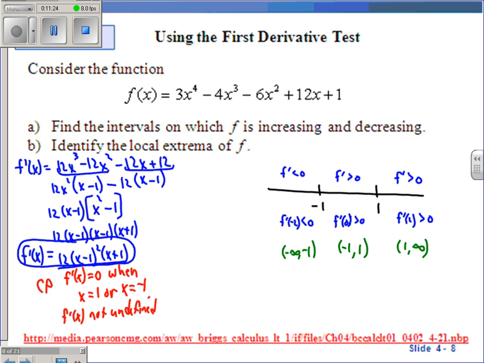Okay, so what I have now is I know where my function's increasing, where it's decreasing. I have that the derivative was negative from -infinity to -1. That means the function's got to be decreasing. Between -1 and 1, the derivative is positive, so I know the function's got to be rising. Between 1 to infinity, the function is still rising.